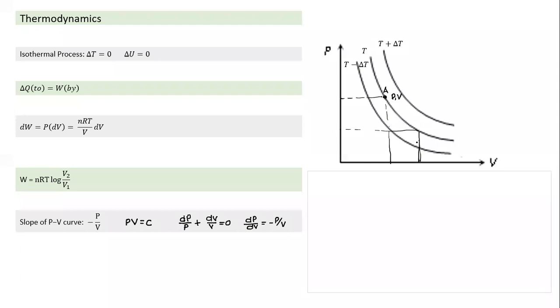As we go to this side, what is happening? Volume is increasing. As we move towards the right, the denominator will increase and the numerator will decrease, so the magnitude or steepness of the slope will decrease. And that's why you notice here, the slope is steeper. As volume keeps increasing, the slope keeps getting flatter and flatter. The steepness of the slope decreases with volume. That's why you get this shape. So that's the slope of the PV curve.